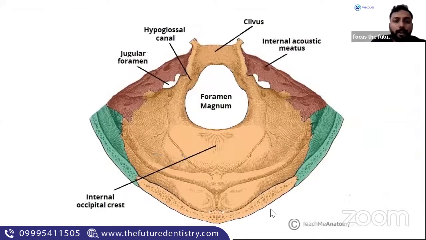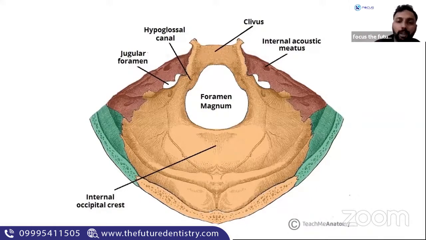Now have a look at it. Foramen magnum. What do you mean by foramen magnum, or what do you mean by the word magnum? Anyone? Let's keep it very simple. It is something which is very large, something which is very big. So foramen magnum, as the name says, it's a big foramen. Okay, so it's a big foramen.